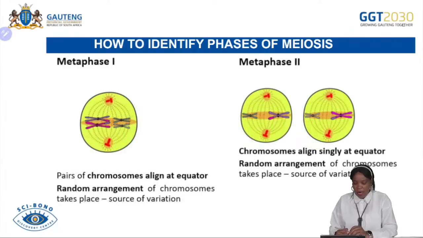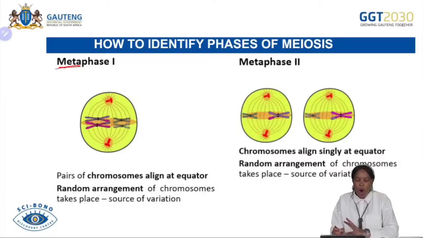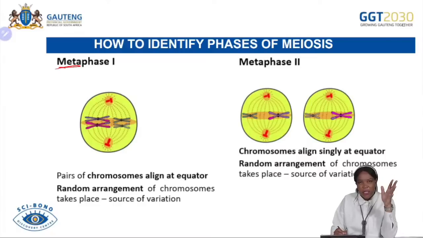Then metaphase 1, meta meaning middle. We'll say this is the middle. What you need to remember for metaphase is that the diagram for metaphase 1, you must have your chromosomes in that homologous pair, but now in the middle. That is the picture that you need to have.